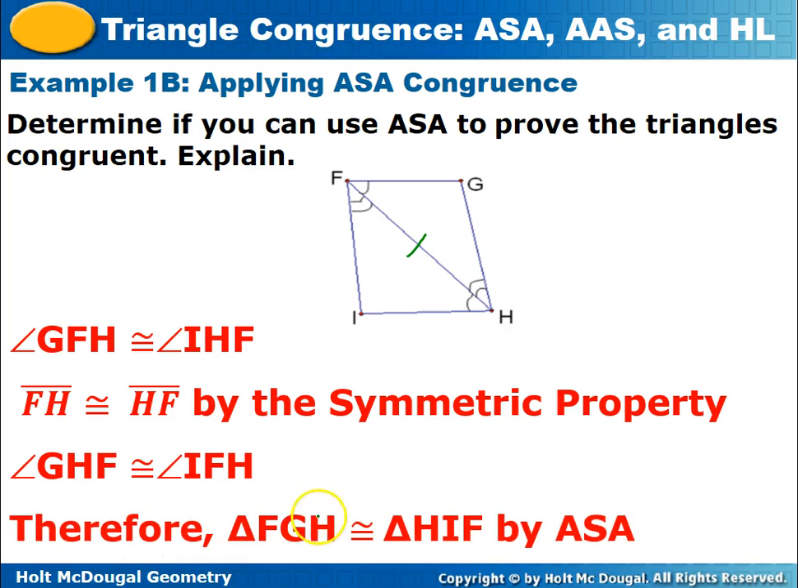So if I say FGH, that would be 1, nothing, 2. So down here we have to go 1, nothing, 2. We're talking about the triangles. And they are again congruent by angle side angle because we had a pair of angles here, we had a pair of sides here, and we had a pair of angles here.